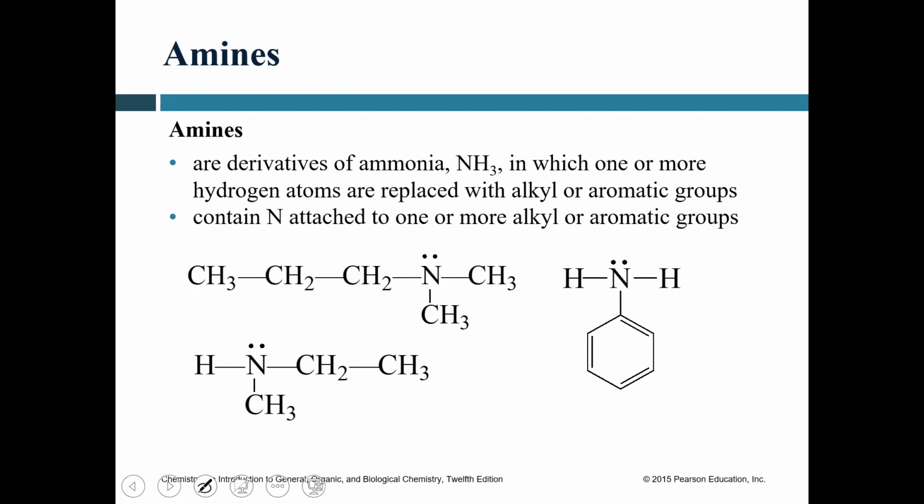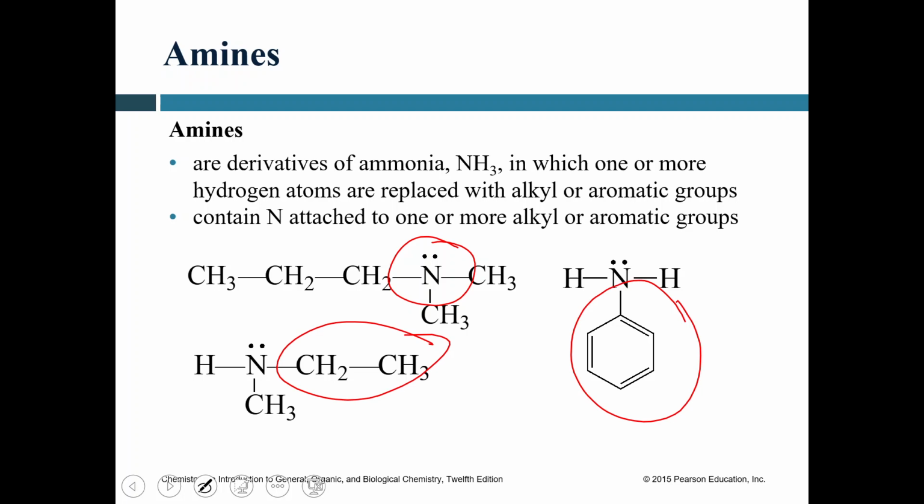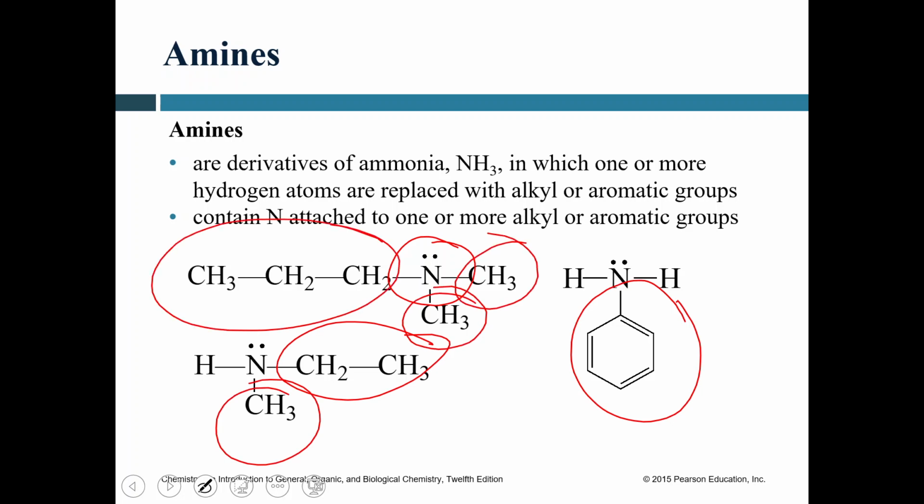Amines are derivatives of NH3, which is ammonia. So hydrogen atoms in ammonia are replaced with alkyl or aromatic groups. The nitrogen atom in amines can be attached to one or more alkyl or aromatic groups. For instance, one aromatic group, 2 alkyl groups, 3 alkyl groups.